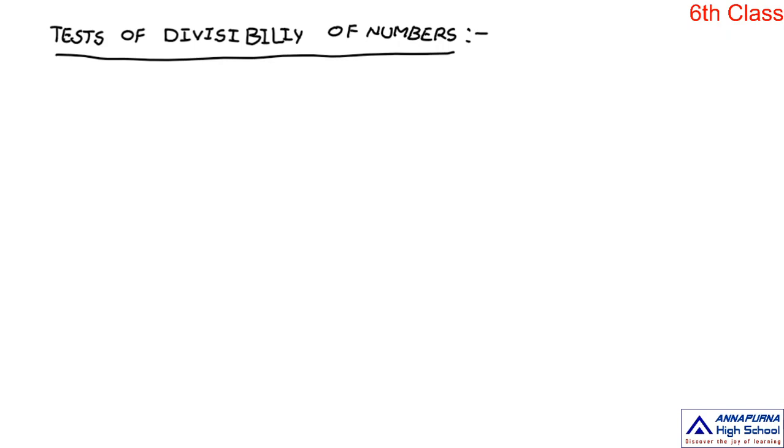In order to find whether or not a number is divisible by another number, we usually perform actual division and see whether or not the remainder is zero. Up till now, we are using this procedure to check whether a number is divisible by another number or not. But this procedure is very time consuming and tedious.